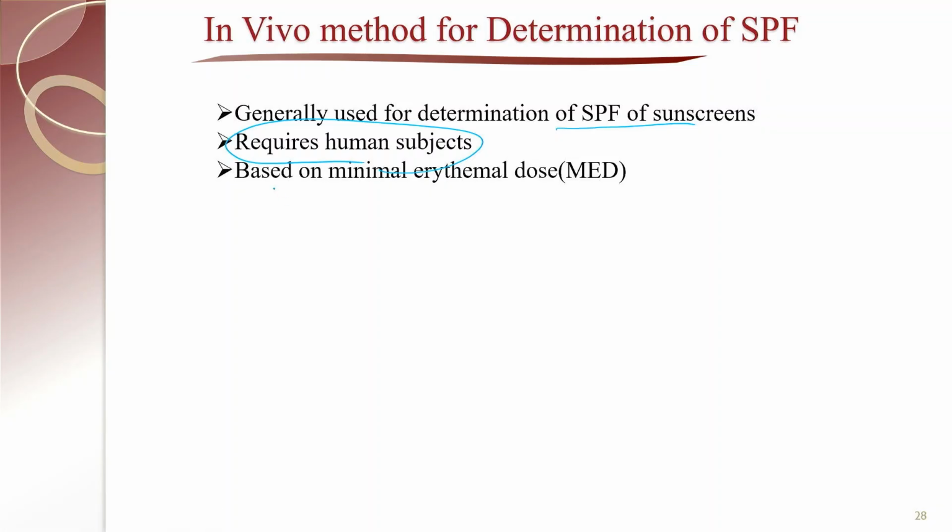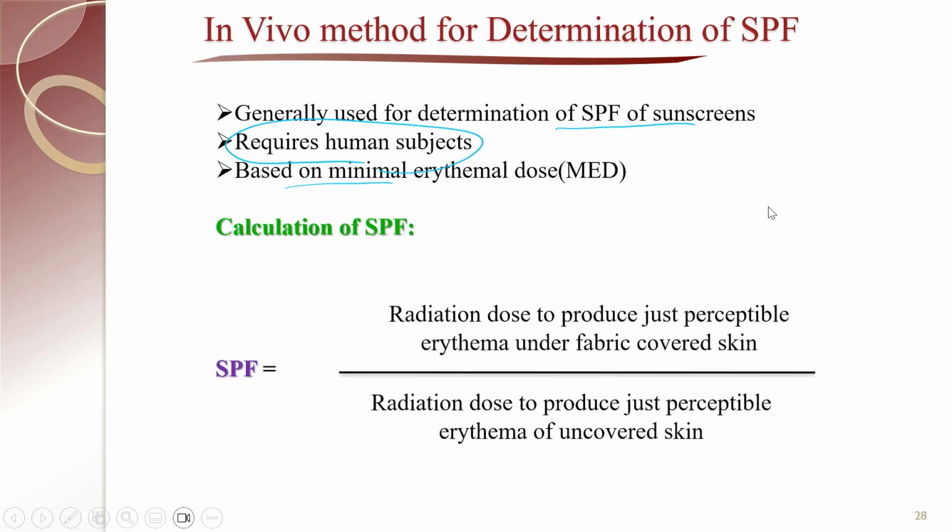So, it is based on minimal erythemal doses. That means the minimum dose which produces a noticeable change in skin color, redness. So, the calculation is the radiation dose to produce just perceptible erythema under the fabric cover, divided by the radiation dose to produce just perceptible erythema on the uncovered skin, that we have already discussed earlier also.